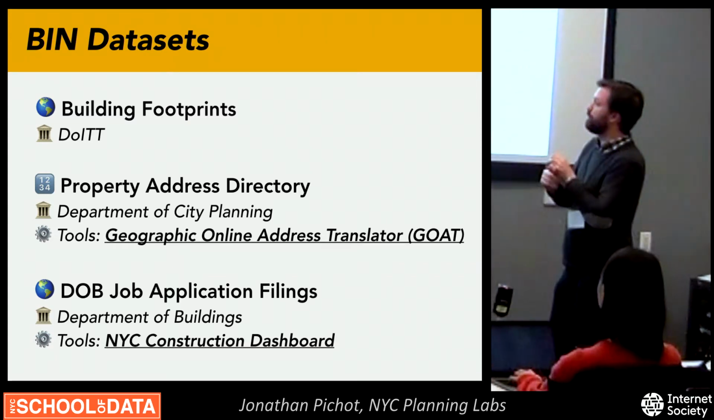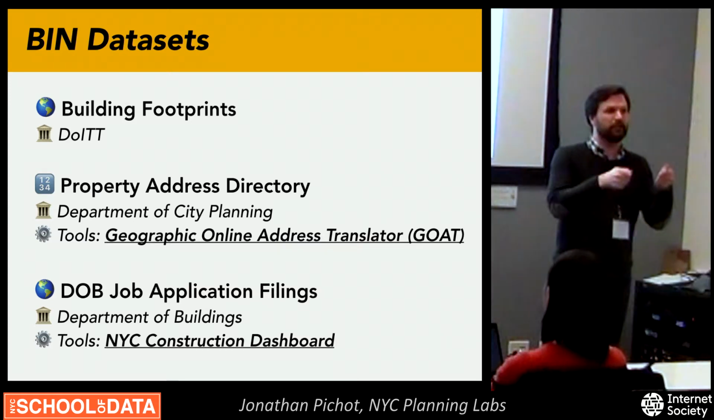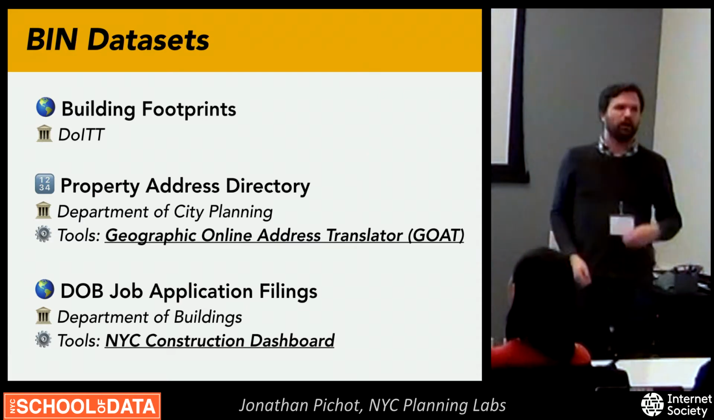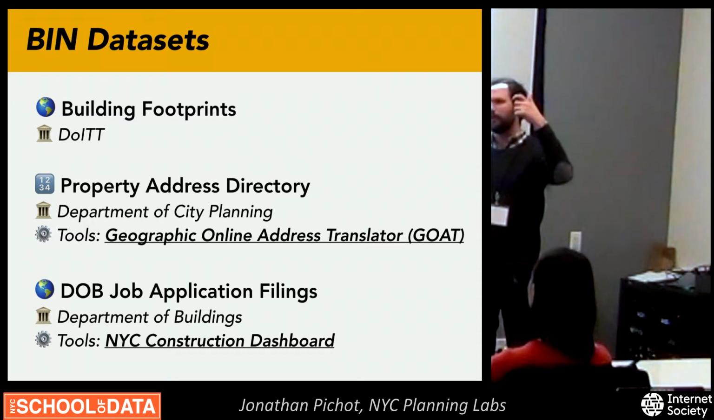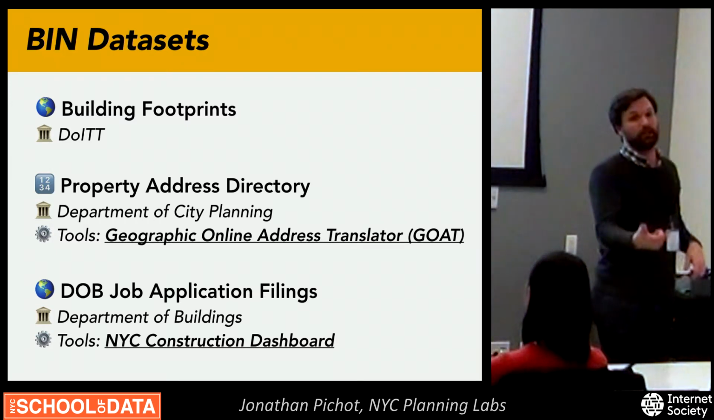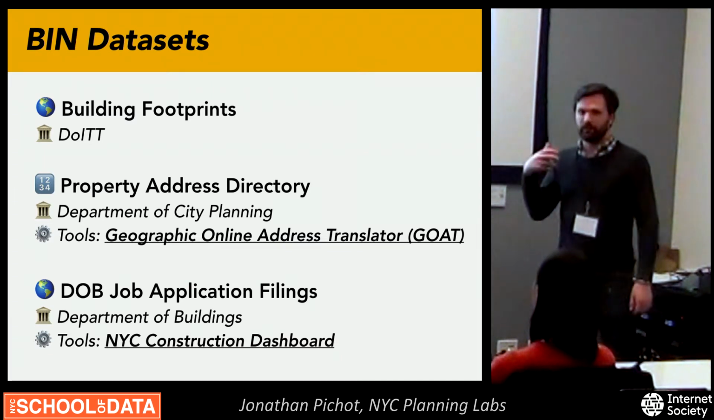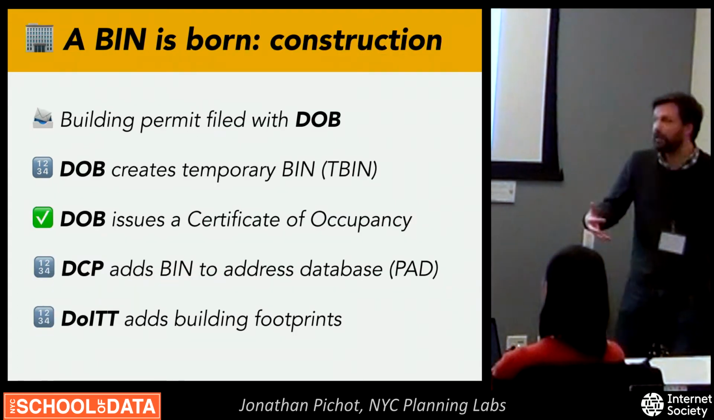And then in DOB's work, the open data set called DOB Job Application Filings, which is really the fundamental work of giving someone a permit to build something, confirming that that thing can be lived in, checking to make sure they're in compliance, and then eventually, when the building might be demolished, removing that and saying that it was demolished. So, how is a BIN born?